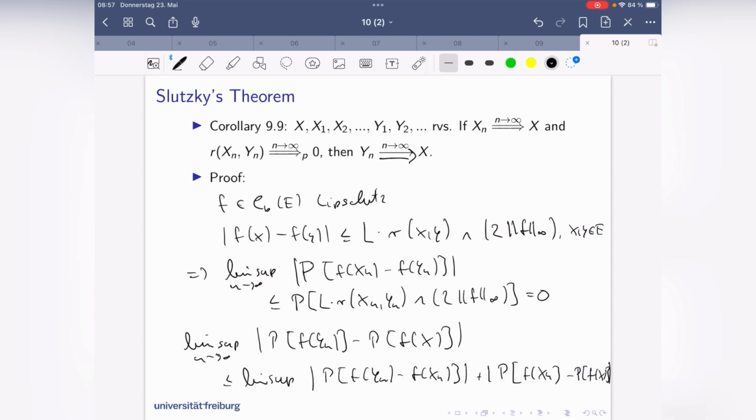And this here goes to 0 because the first term goes to 0 as we just showed. The second one goes to 0 because xn converges weakly to x. And we're done with Slutsky's theorem.